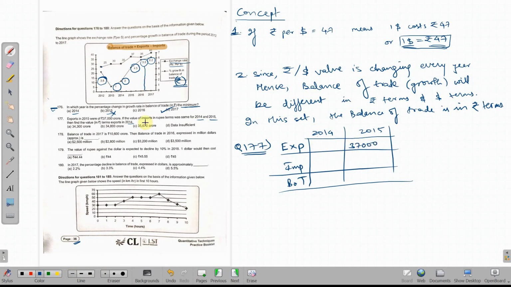Then they've given you that the value of the imports in rupee terms were the same, but the value is not given. So let us say this was X and this was X. And find the value of exports in 2014. So you have to find this. And what graph do we have? We have the balance of trade graph.